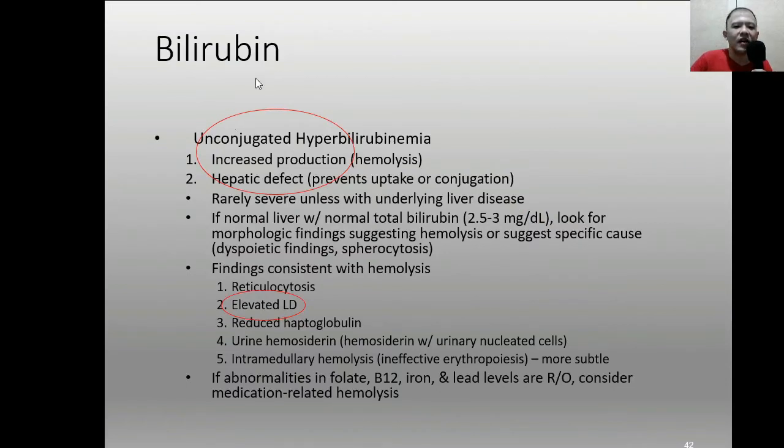So here are the examples or conditions leading to unconjugated hyperbilirubinemia. Hemolysis, decrease in uptake or conjugation. Of course, when there is a failure in conjugation secondary to a deficient enzyme, then that leads to increase in unconjugated bilirubin.